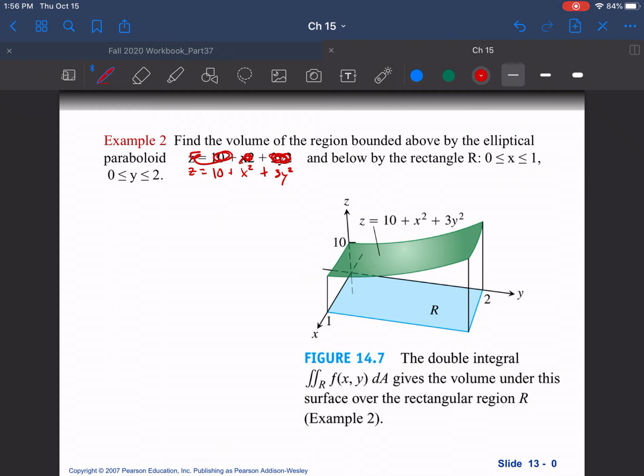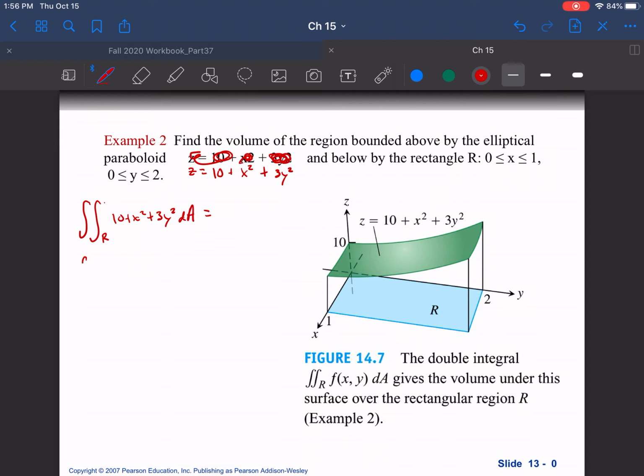Maybe this is the volume underneath a certain section of a tent or a tarp or a carport or something like that, where this is the roof of it and we want to know the total volume underneath. You would do that by doing this integration. We can set this up as a double integral over the region R of our function, 10 plus x squared plus 3y squared dA.